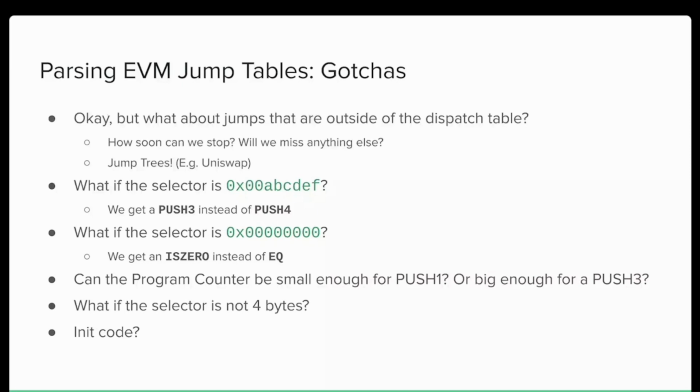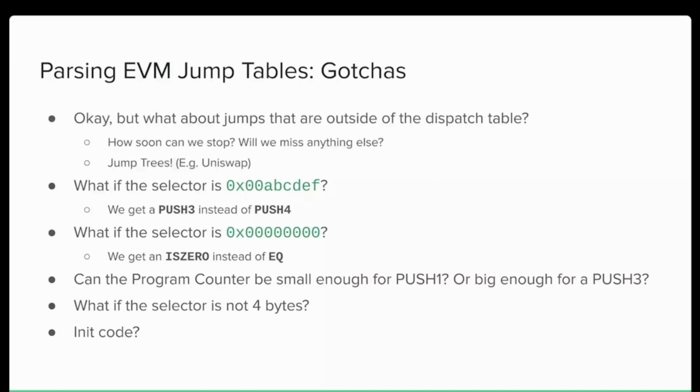And then there are a few other questions, like what if the program counter is small enough to be a push-1? At the moment, it's still a push-2, but maybe that could be optimized in the future. What if the selector is not 4 bytes? One thing I think people underestimate is that the nature of our selectors is kind of a social construct. It's something we implicitly agreed upon based on Solidity. But in reality, there's nothing in the EVM that restricts you from using longer selectors or even shorter selectors. You can give it an integer and it'll still work.